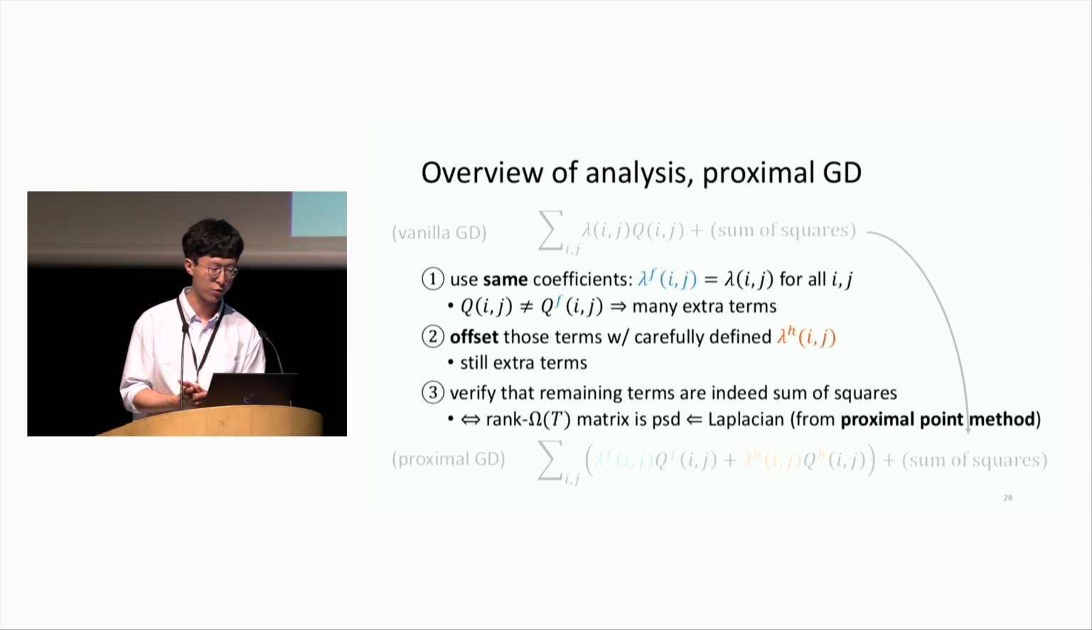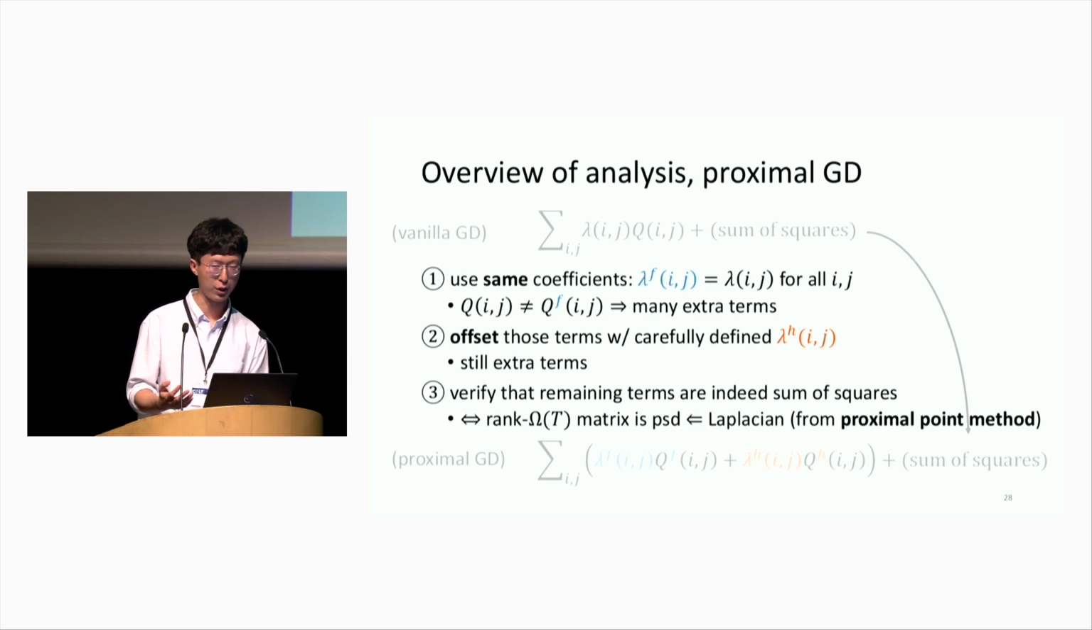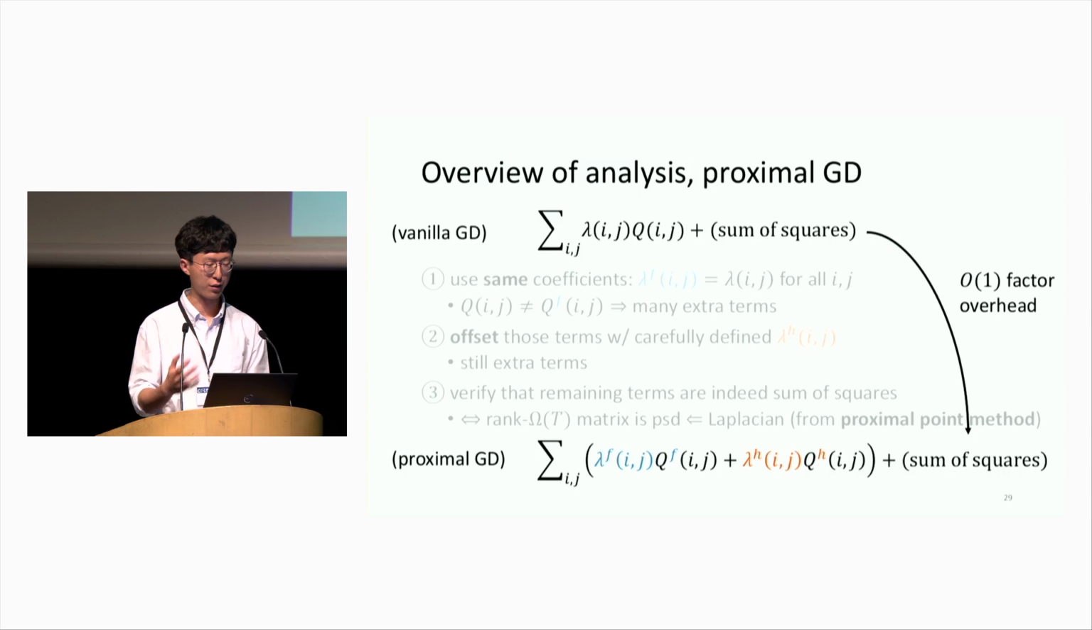So the final piece is to show that these remaining terms are actually a sum of squares, so that still everything is non-negative. At the end, this boils down to showing that some high-rank matrix is positive semi-definite. And what we show is that after some simple operation, this matrix is Laplacian, which proves that. An interesting part here is that this Laplacian structure matrix sort of appeared in the analysis of the proximal point method, and that is what I mean by borrowing proof also from the proximal point method. And all this can be done with constant factor overhead in the rate.